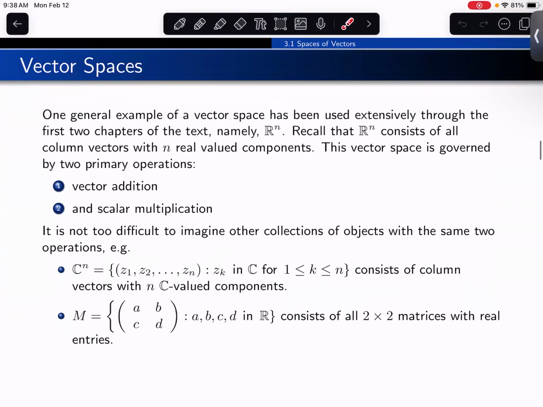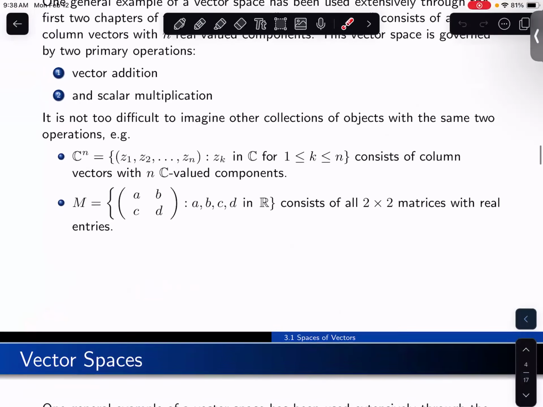If you look at the collection of all 2 by 2 matrices, this too is going to end up giving us a vector space, because you can add matrices together, and then you can also apply scalar multiplication to matrices as well. So that's going to be an important example of a vector space.